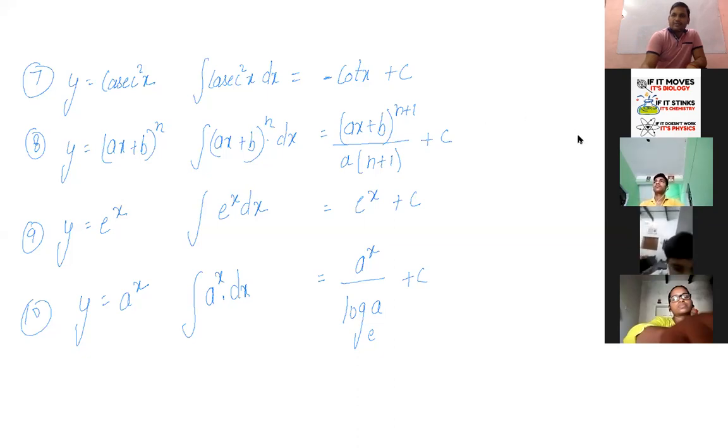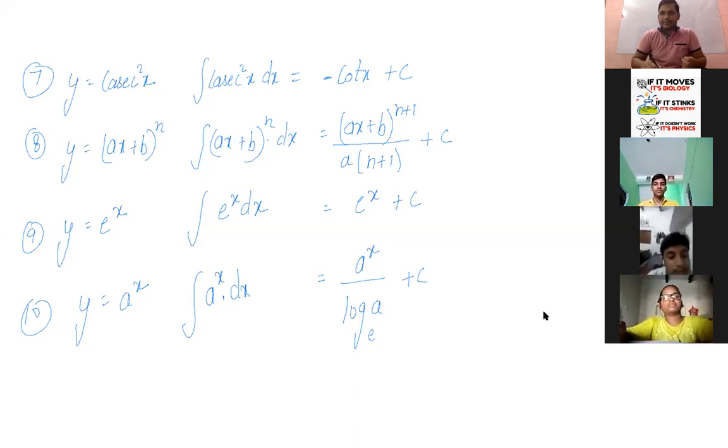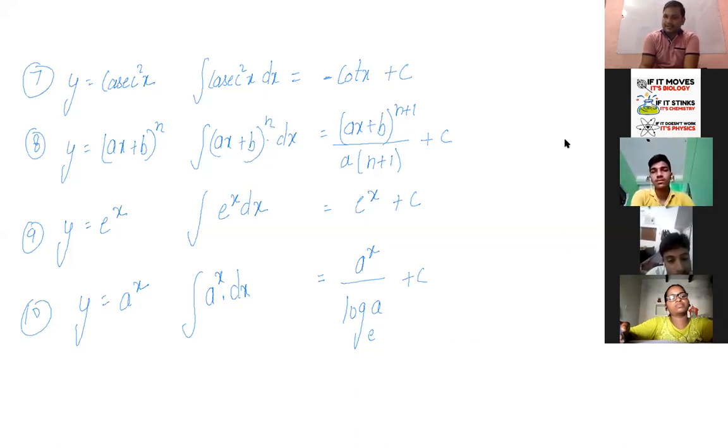Sir, should we move to the next page? Sir, excuse me, sir. How can we differentiate y is equal to x to the power n, y is equal to e to the power x and y is equal to a to the power x? How will we know which of the three will be used? Are you asking about differentiation or integration? Integration, sir. This last formula, sir. This last formula is the basic one.